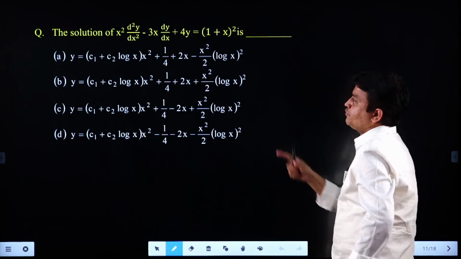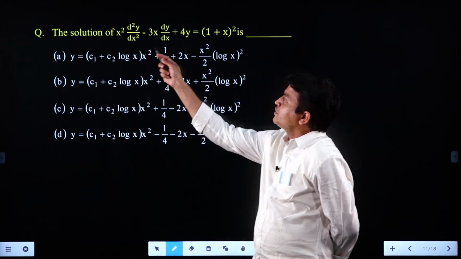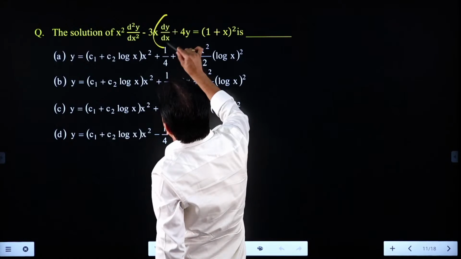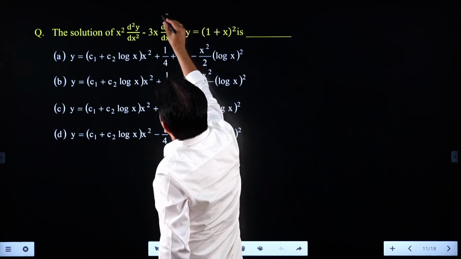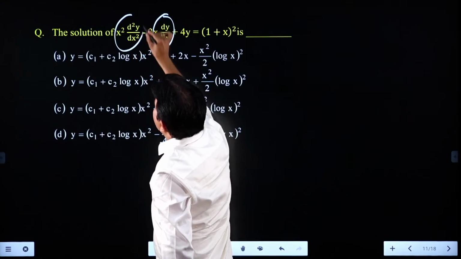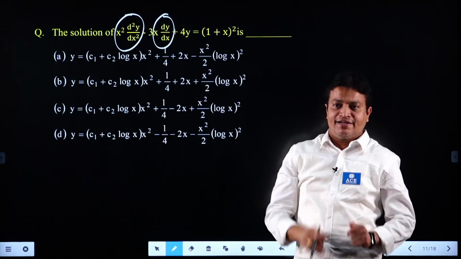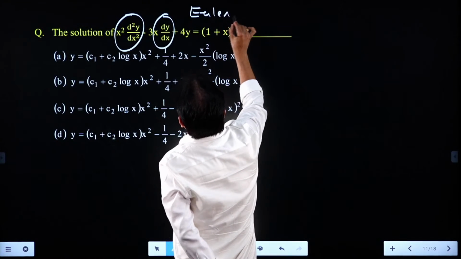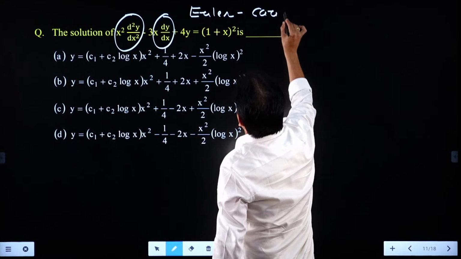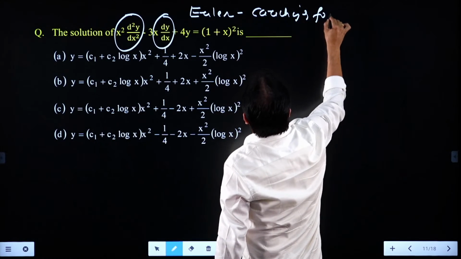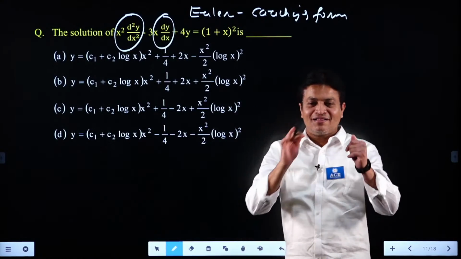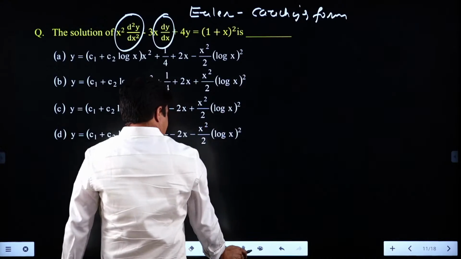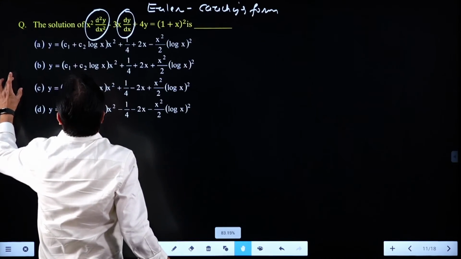This is also a beautiful question. What is the solution of this equation? Just by seeing the equation, here x dy by dx, x square d square y by dx square, like that if it is given, it is called Euler-Cauchy's form. This type of equation is in Euler-Cauchy's form. How to solve that equation, you know? Some substitutions are there. That also you have to remember.